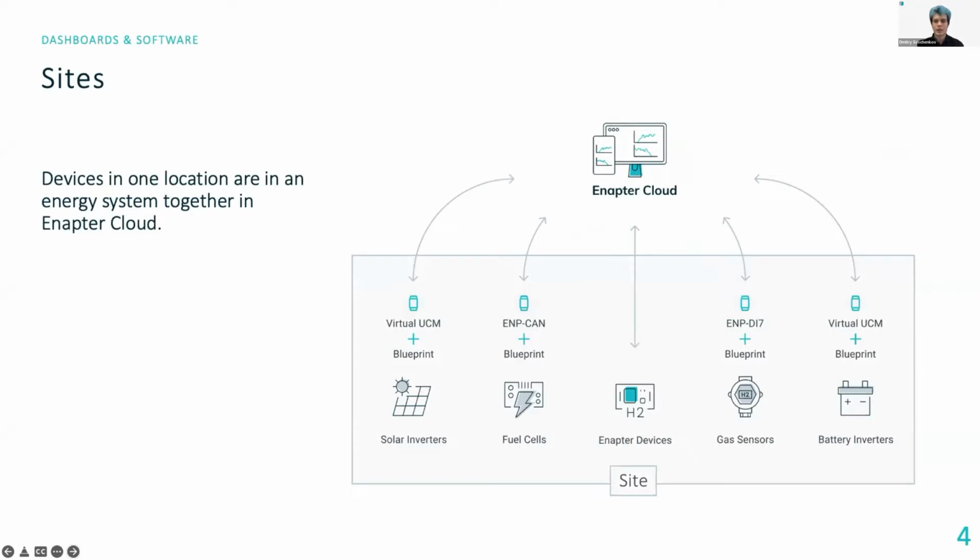Let's imagine that you've got a lot of different devices and you want to make sure that all of them are working. How do you keep track of every single device? Enapter Cloud solves this problem because it keeps all of your devices in the same place. Now let's see how it all works.